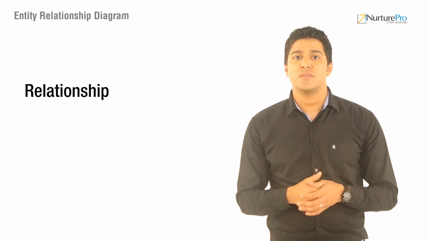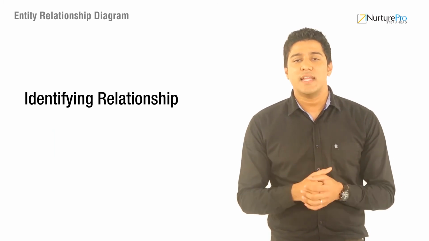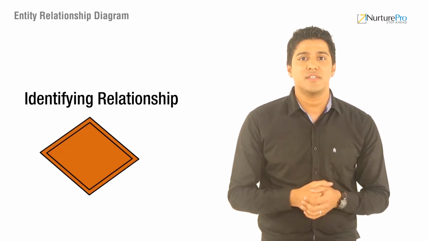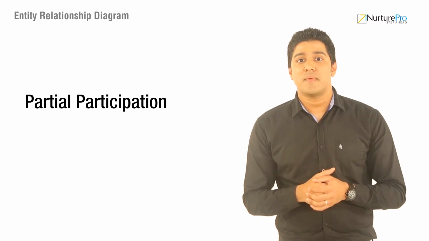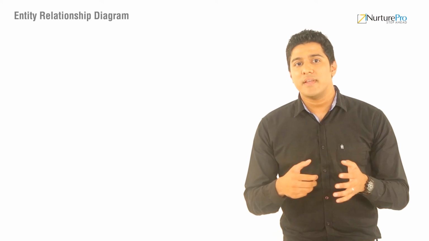Relationship describes the relation between entities represented by diamond. And the identifying relationship type is represented by double diamond. Then we saw the participation of instances in an entity set, where partial participation is represented by a single line and total participation is represented by double line. Then we saw how mapping cardinality ratio can be represented for the number of entities that participate in. That is, 1 to 1, 1 to many, many to 1, many to many.